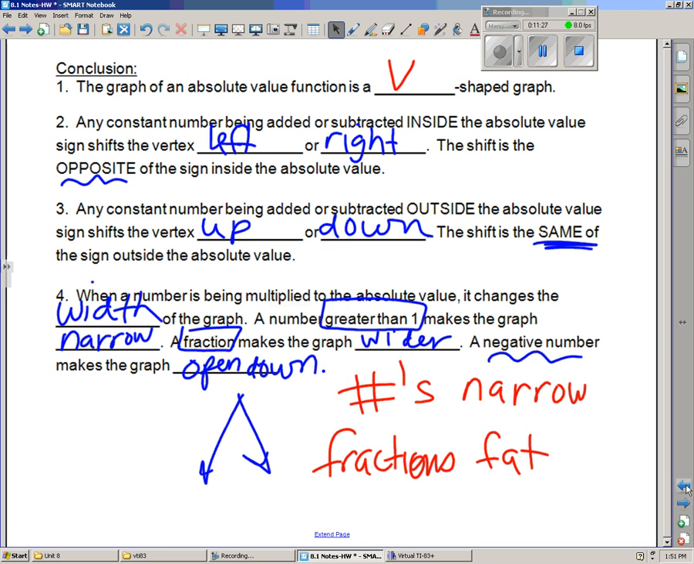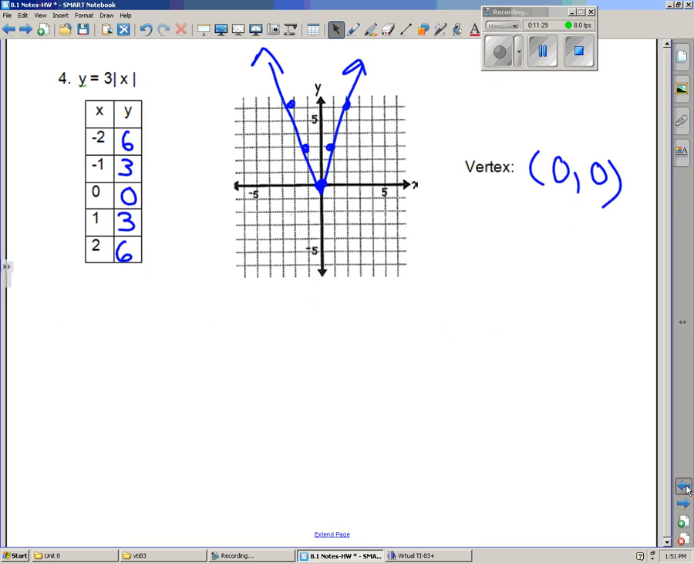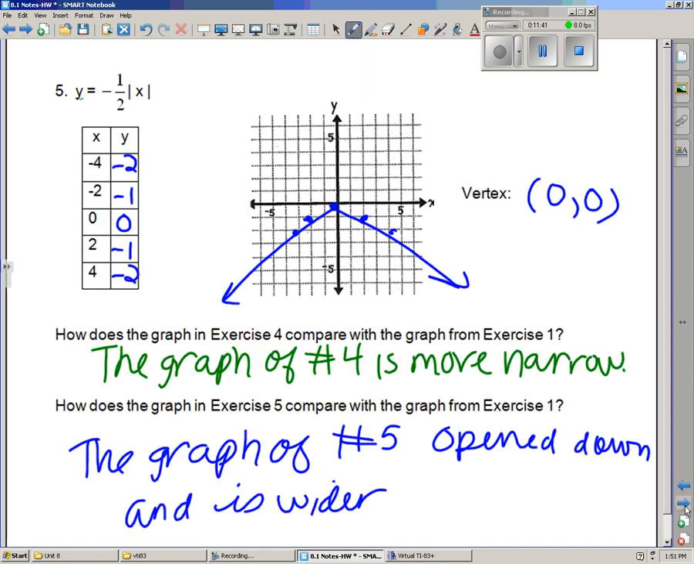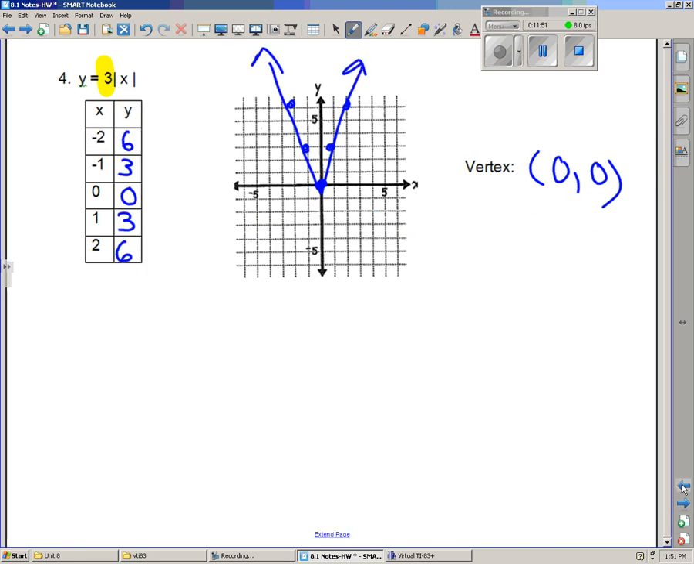So let's go back here for 1 second. So graph 3, the fact that we were multiplying this thing by a number greater than 1, the graph got more narrow. If we look at this one, the fact that it was a negative, we opened down, and the fact that it was a fraction, we were wider than the other. So this one looks a lot wider, this one looks a lot more narrow.